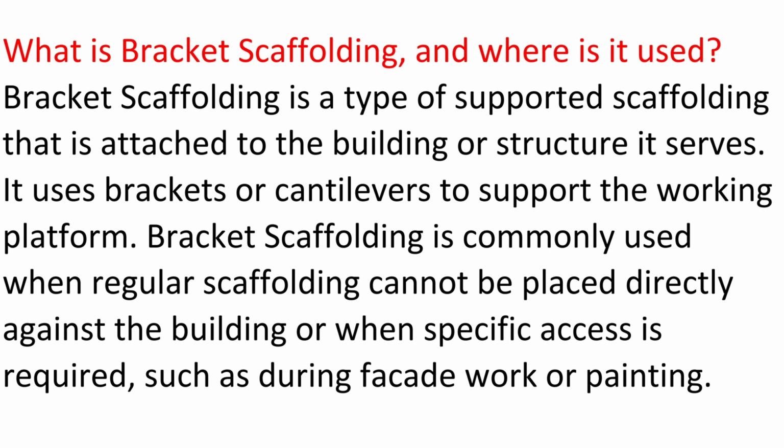What is bracket scaffolding, and where is it used? Bracket scaffolding is a type of supported scaffolding that is attached to the building or structure it serves. It uses brackets or cantilevers to support the working platform. Bracket scaffolding is commonly used when regular scaffolding cannot be placed directly against the building or when specific access is required, such as during facade work or painting.